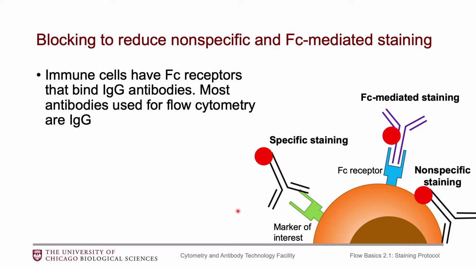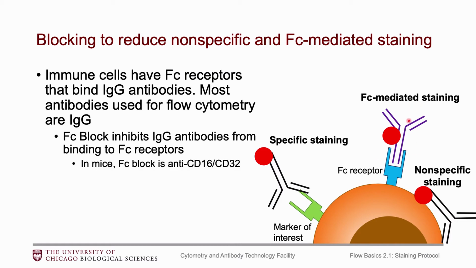However, most of the antibodies that are used for flow cytometry are IgG isotype, and a lot of immune cells have receptors for IgG antibodies against the constant region. So this is still a specific method of staining. We have an IgG receptor that specifically binds to the Fc portion of the antibody, but for our purposes, it's not specific for our marker of interest, and therefore we don't want this type of staining to occur. So we add Fc block to prevent this type of staining.